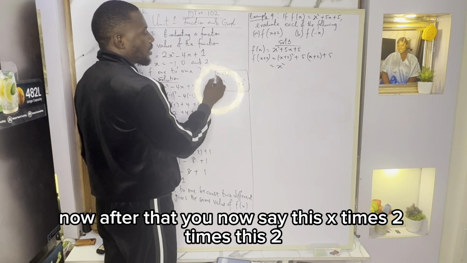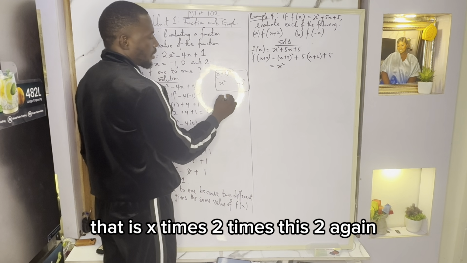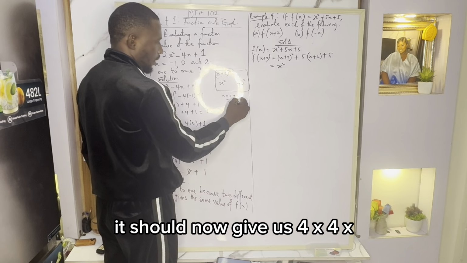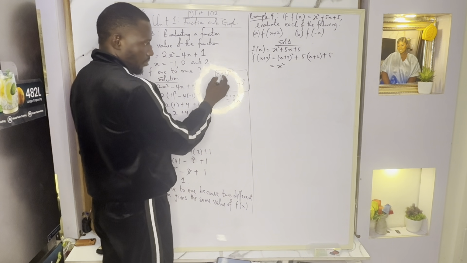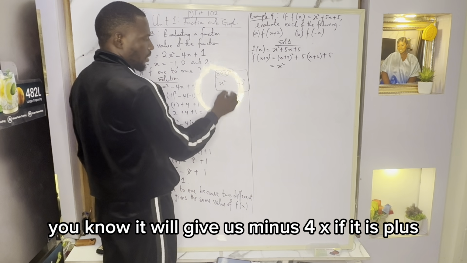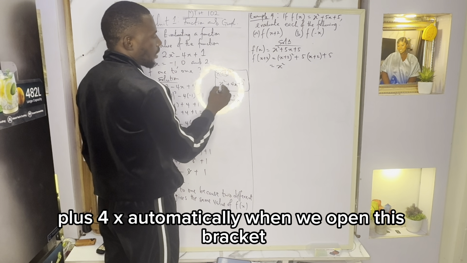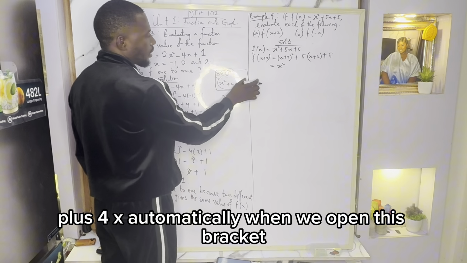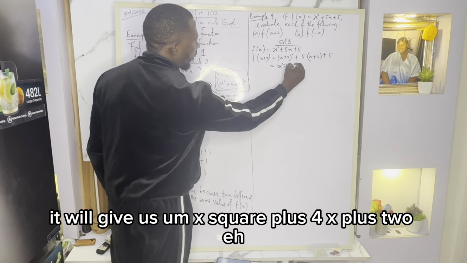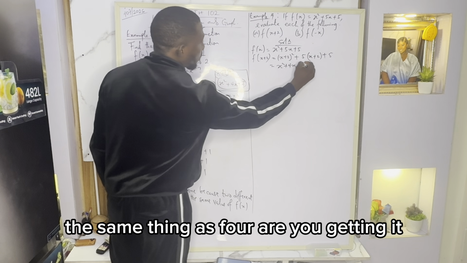Now after that, you say this x times 2 times this 2. That is x times 2 times this 2 again. It will now give us 4x. Remember that this is plus. If it is minus, it will give us minus 4x. If it is plus, it will give us plus 4x. So it is plus 4x that will be at the middle. Automatically, when we open this bracket, it will give us x squared plus 4x plus 2 squared. 2 squared is what? The same thing as 4.